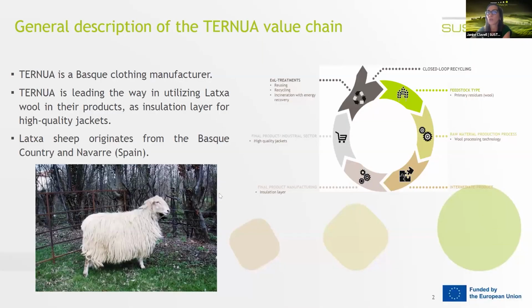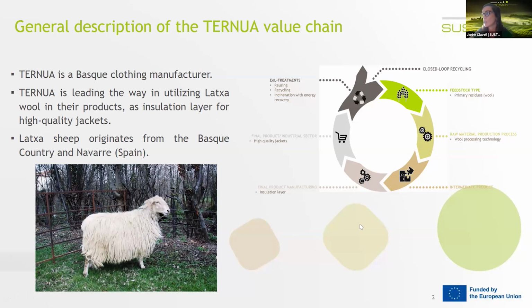Then Ternua. Ternua is a Basque clothing manufacturer, and they use the latza wool, which is a type of sheep, the one in the picture from the Basque Country and Navarra. Nowadays this kind of wool is a huge residue here in the Basque Country, and Ternua is using it as an insulation layer for high quality jackets. So this is the value chain for this case study.